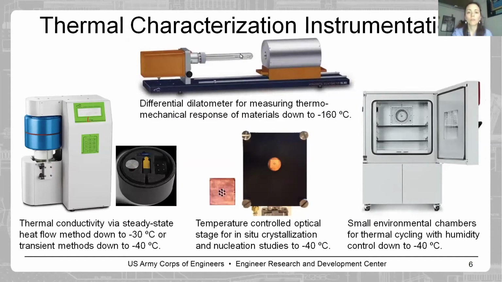Thermal characterization is a big part of what we do. The top center shows you a dilatometer, which measures the thermal expansion of materials. We do a lot with thermal conductivity and heat transport. We can do controlled freezing experiments with this teeny tiny optical stage in a microscope, or with the environmental chamber, where we can thermally cycle or carry out experiments with relative humidity control, which is really important.